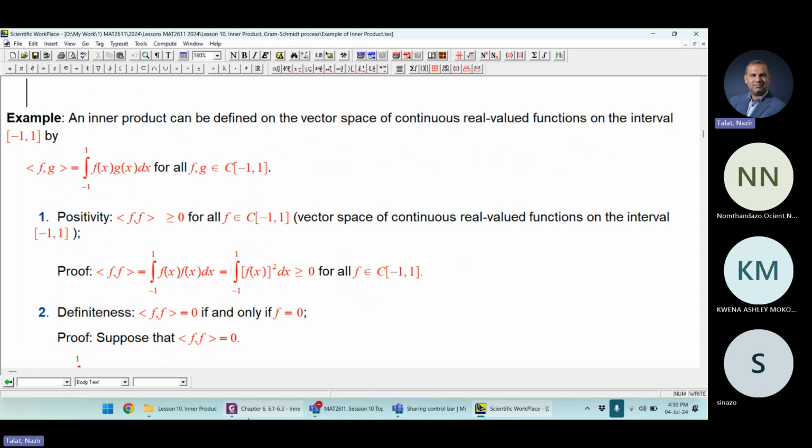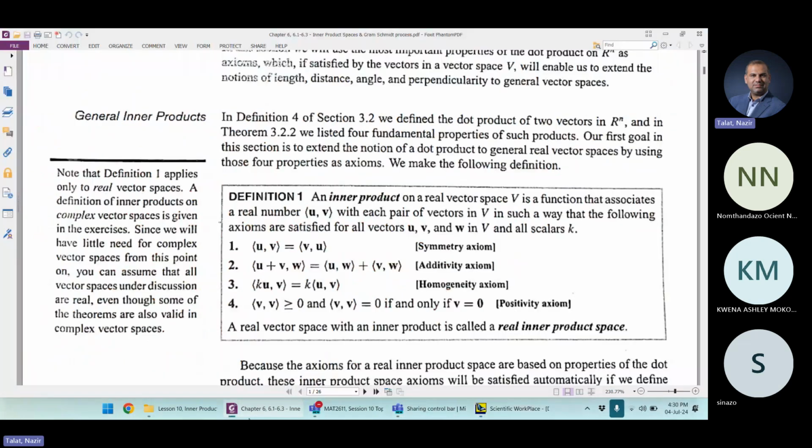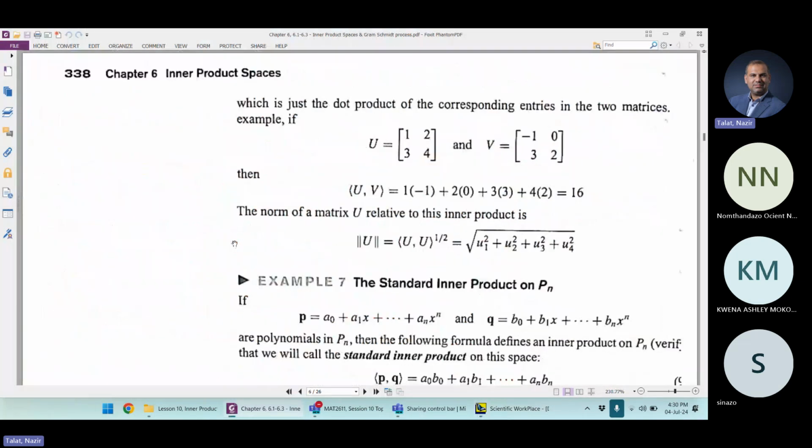Now, the next thing that is important is that there are some properties, and some of them you can see. Now, the angle in inner product spaces.